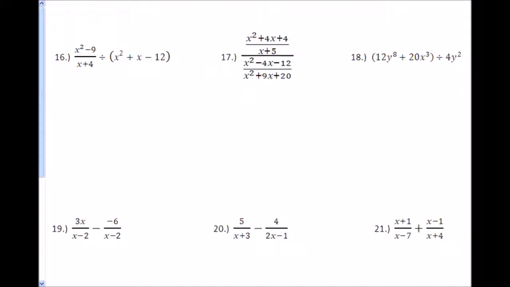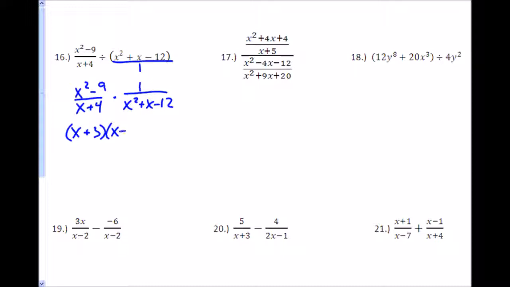For this one, we have division. Again, this whole thing is like over 1, but dividing, I'm going to change to multiplying by the reciprocal. So instead of dividing by this value, I'm going to multiply by 1 over the x squared plus x minus 12. And now I'm just going to simplify this by factoring everything completely. Here I have a difference of squares, factors into an x plus 3 and an x minus 3. The x plus 4 is already as simplified as it can be simplified. Down here I build a bridge, I factor it, becomes an x plus 4 and an x minus 3.